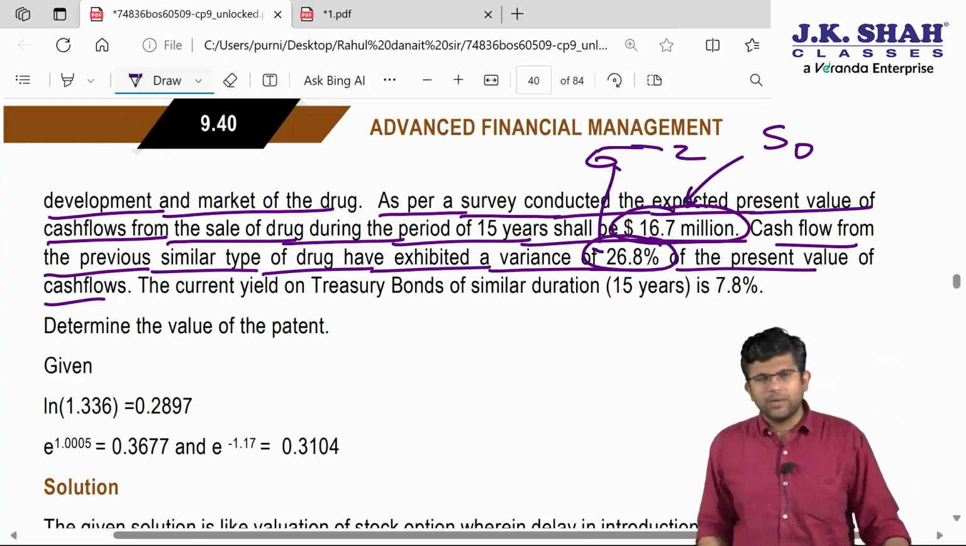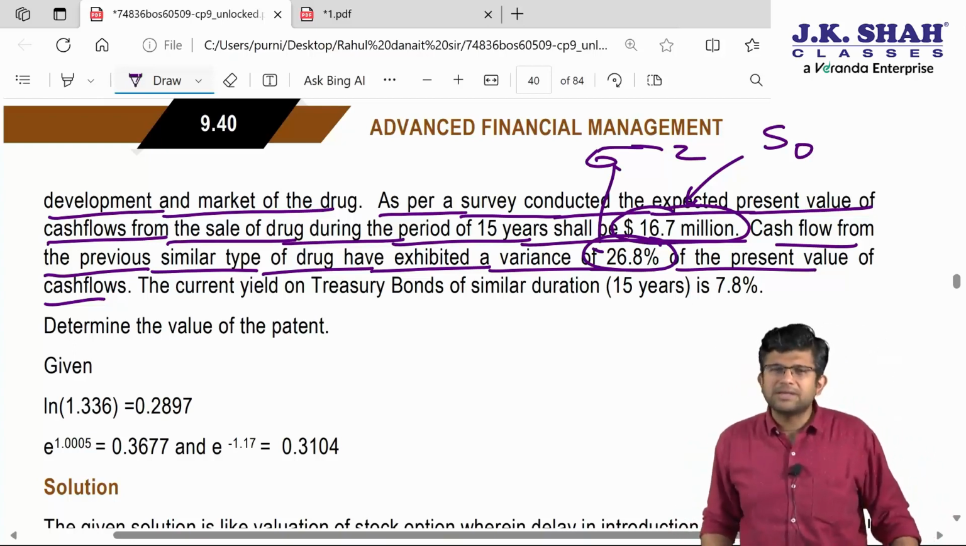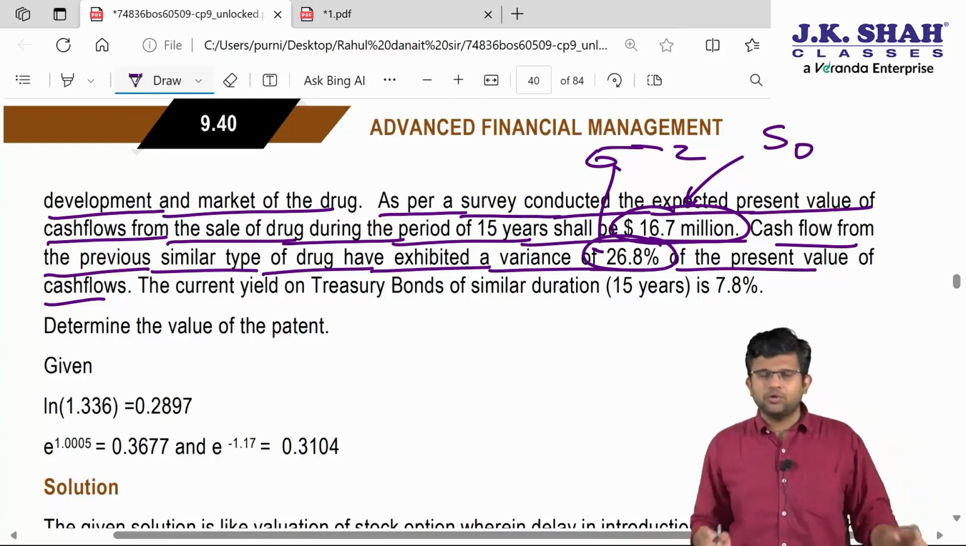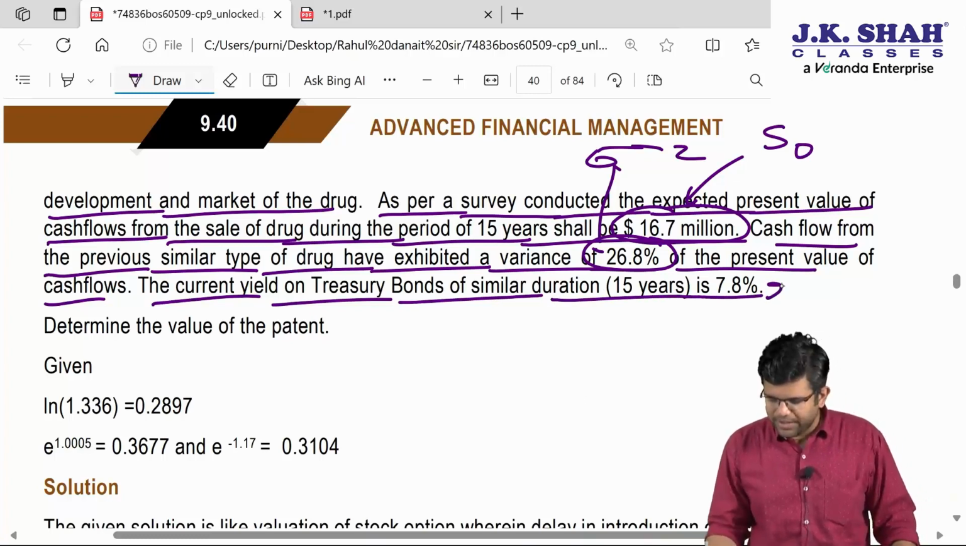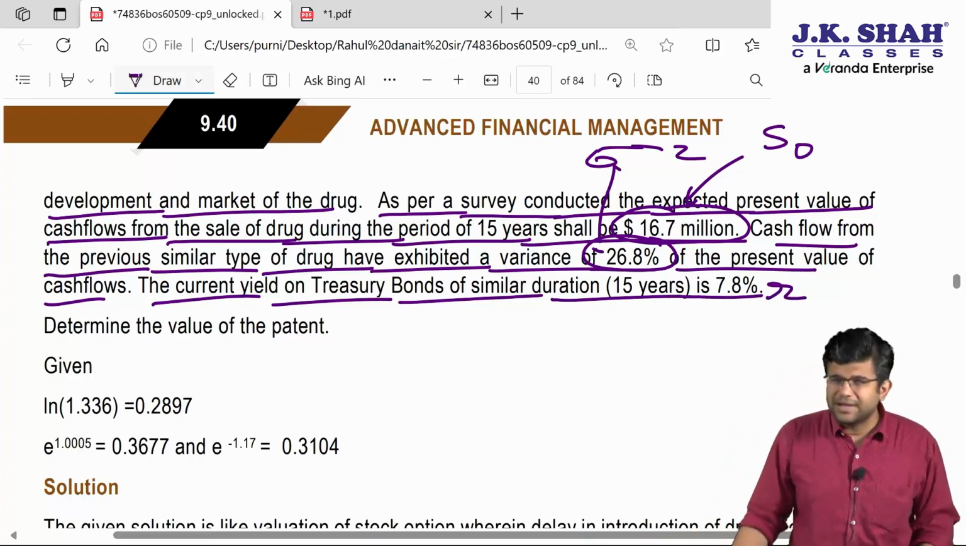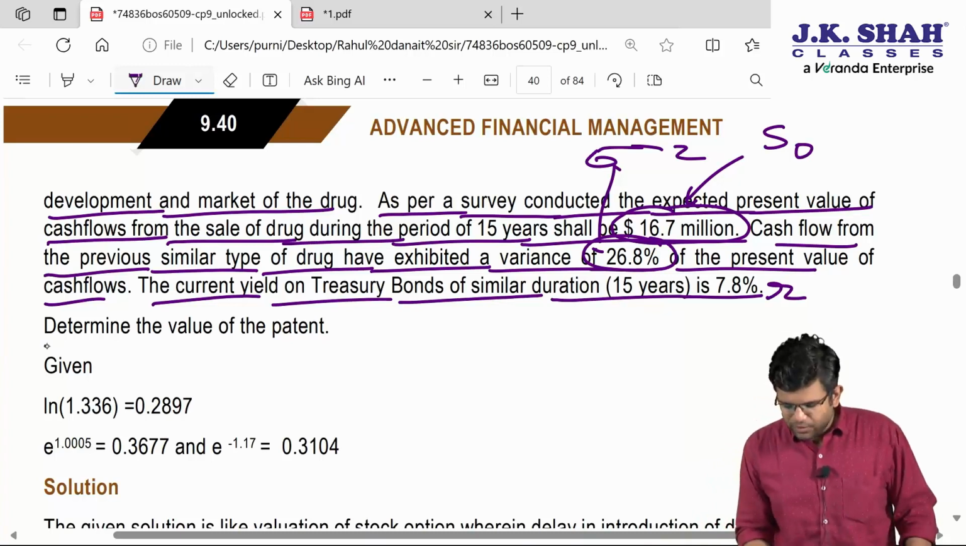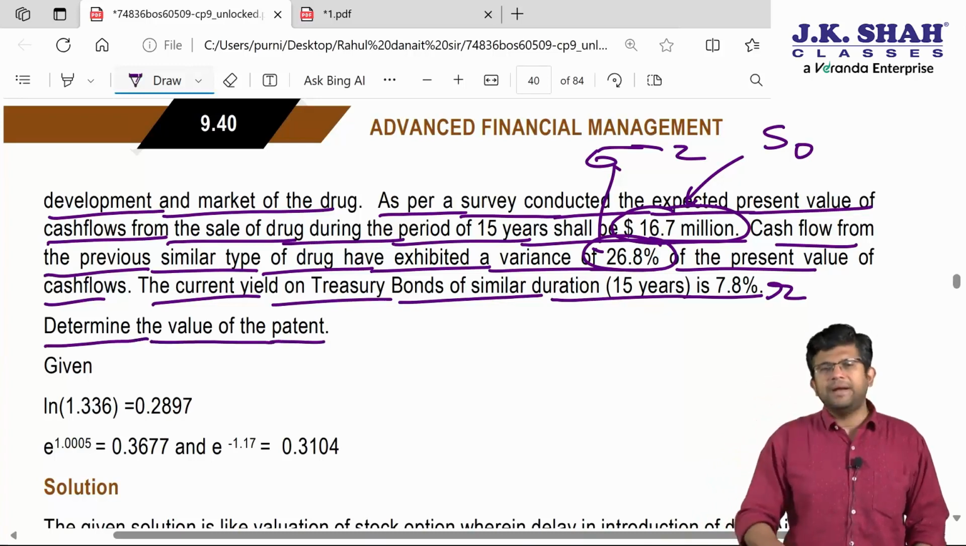Variance means sigma square. The moment you start seeing all these terms, I hope you are realizing Black-Scholes is going to come into picture. The current yield on treasury bonds of similar duration is 7.8%. This, children, do you realize is your R? They are asking you to determine the value of the patent.